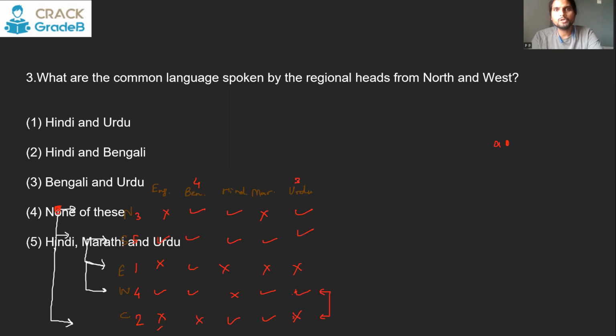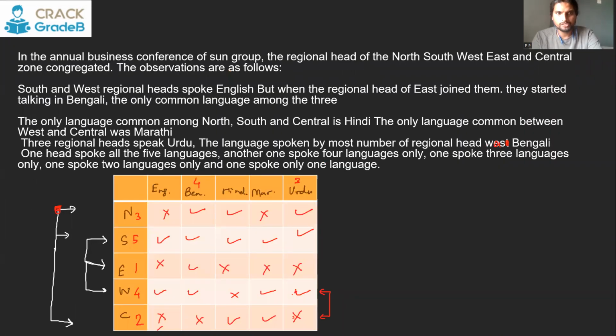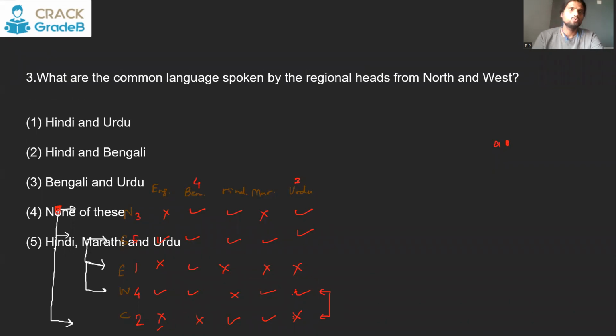What are the common languages spoken by regional heads from North and West? If you check North and West, the common language is Bengali, they both speak it. Also, they both speak Urdu. So Bengali and Urdu, option number 3, are the common languages for these 2. Easy? Let's see one more interesting set like this.